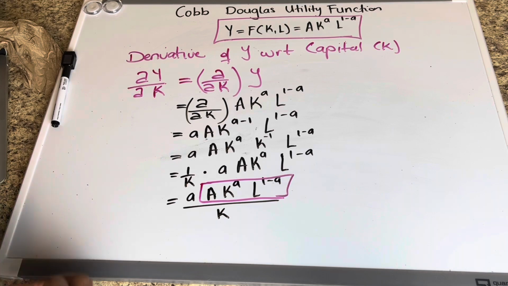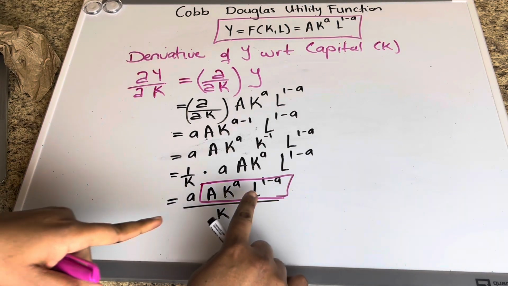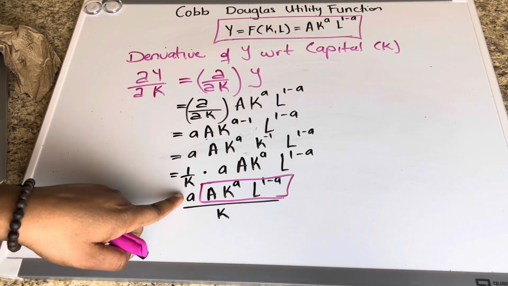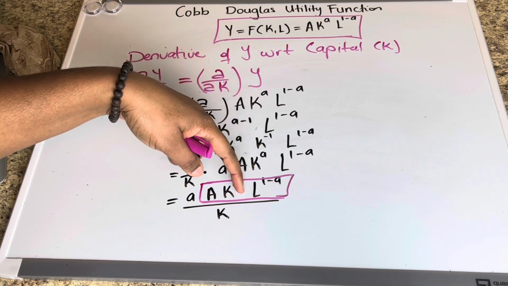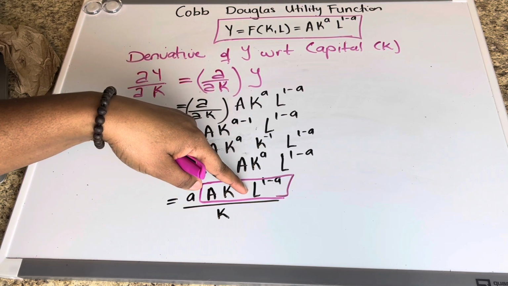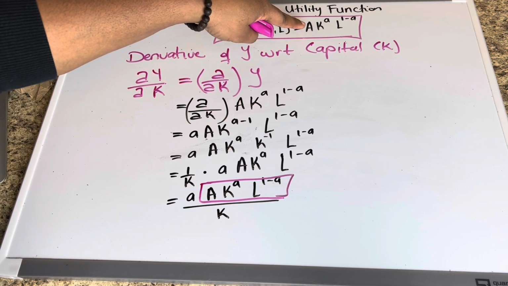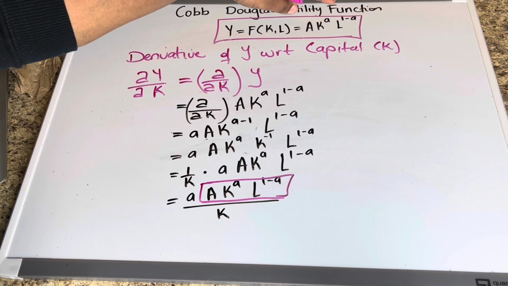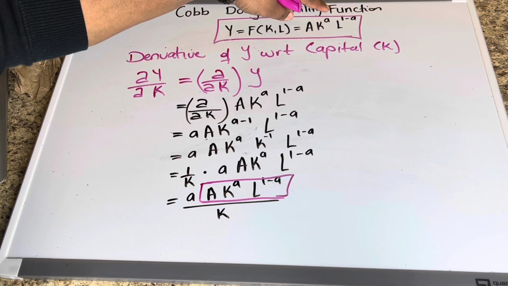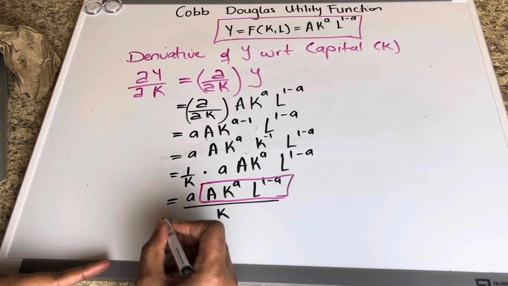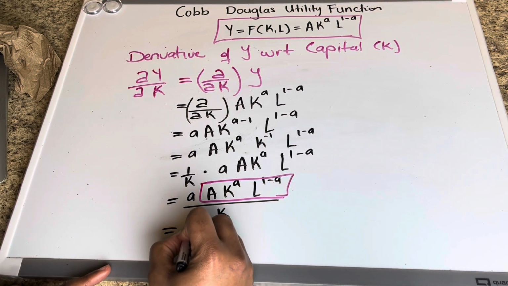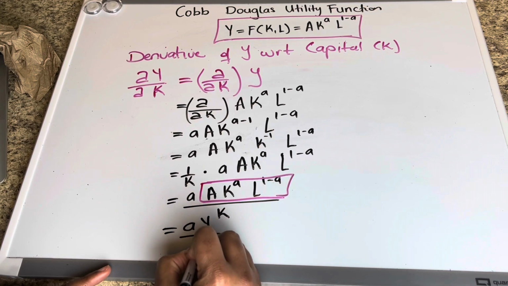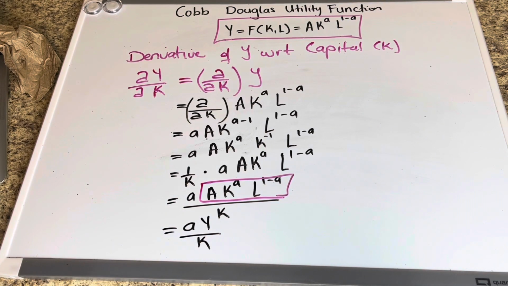Awesome, you got it right. That portion there is equal to what we have here, which is y. So now we can write this and substitute y, because we know from the start that y is equal to A times k, so the constant times k raised to alpha times labor raised to the power of 1 minus alpha. So let's go ahead and write that in. So this becomes alpha y over k.